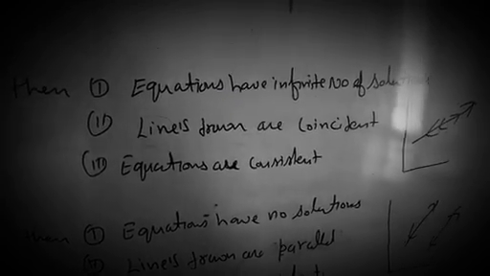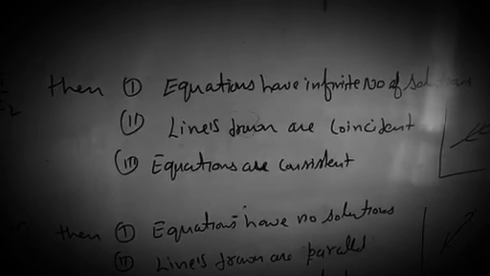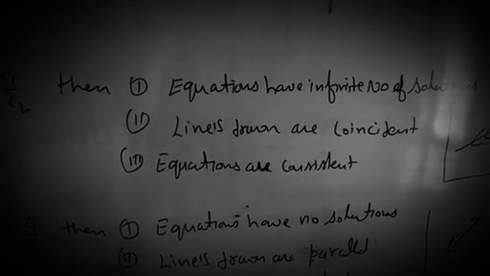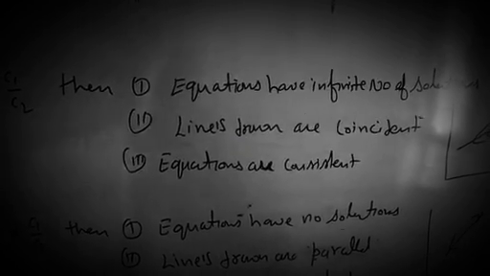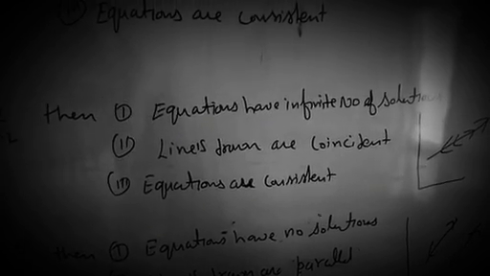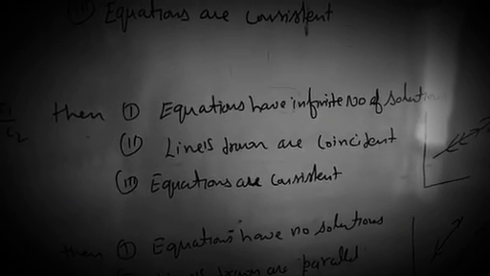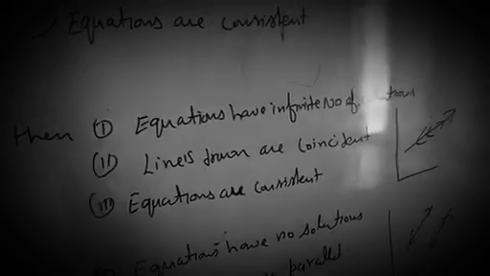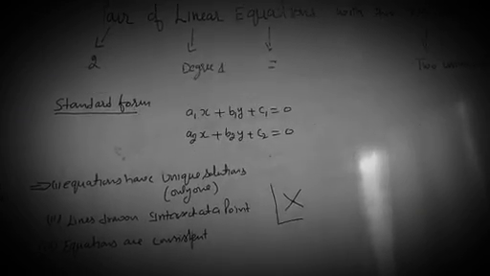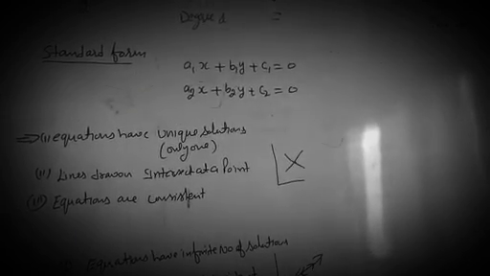So after this, the solution of a pair of linear equations. There are four methods. One is the graphical method, second is the substitution method, third is the elimination method, and fourth is the cross multiplication method. These are the methods to find the solution of the given pair of linear equations in two variables. So one by one I am taking. First is the graphical method.